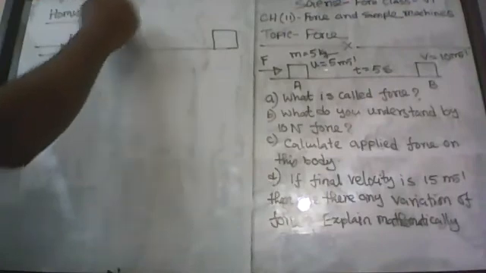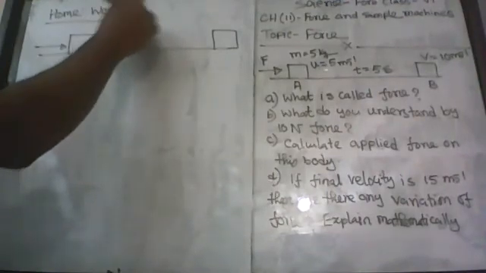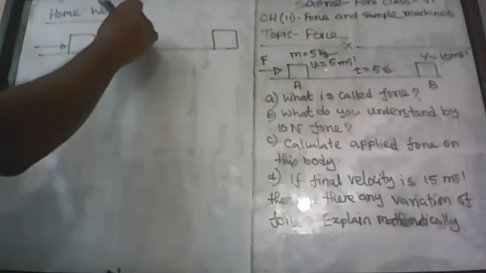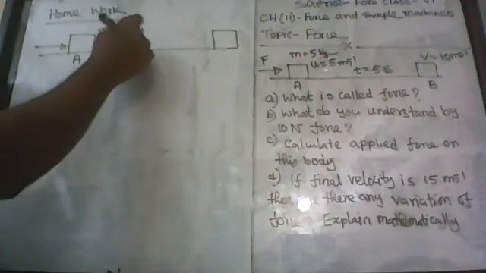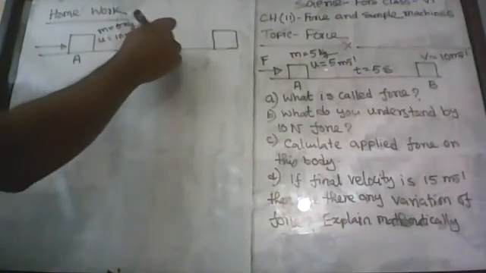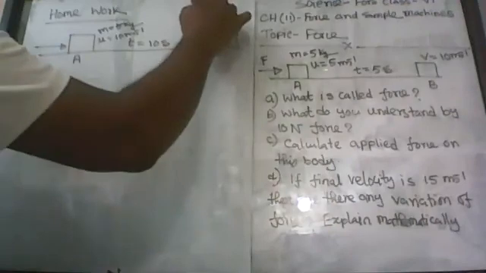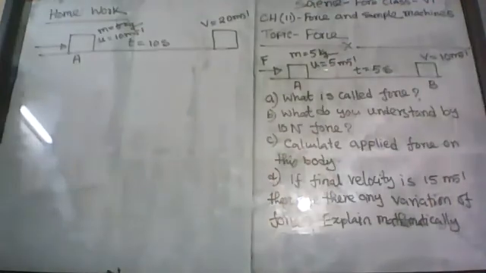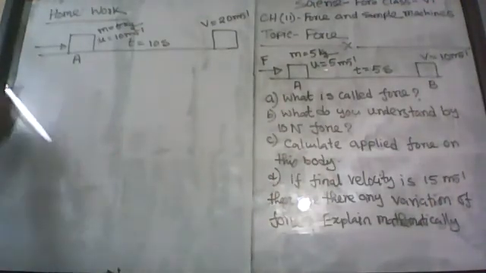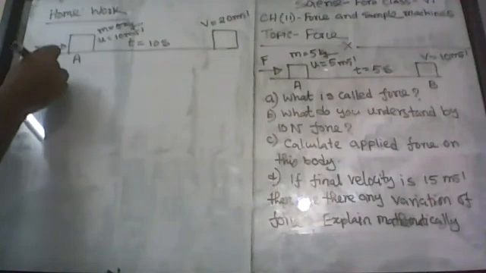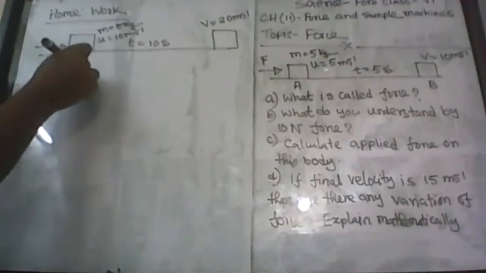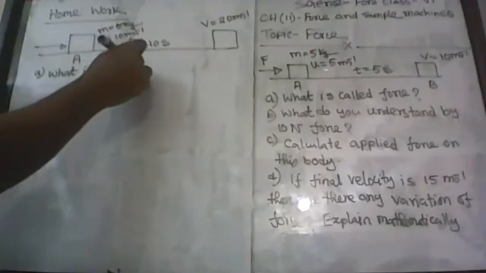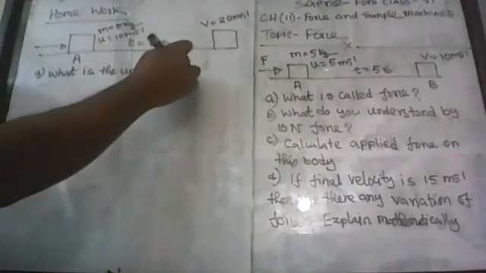M equals 5 kg, u equals, suppose, 10 meter per second, after time t equals 10 seconds, final velocity v is 20 meter per second. Now my first question, question number A: what is the unit of force?